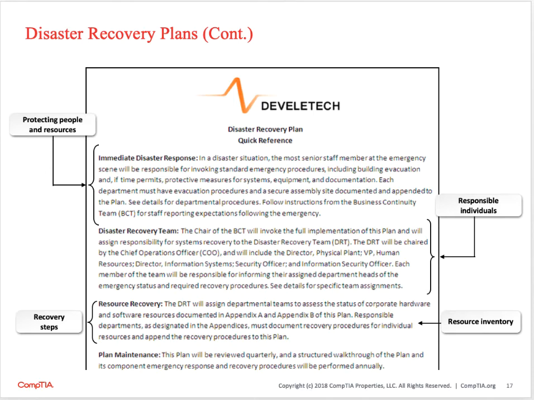In the recovery steps, it says resource recovery. The DRT will assign departmental items to assess the status of corporate hardware and software resources documented in Appendix A and B of the plan. So that's going to list all of our inventory right there. And then we're going to have our plan maintenance just like we had in the BCP, in which we're going to review this quarterly and through structured walkthroughs and maybe even full-on drills.